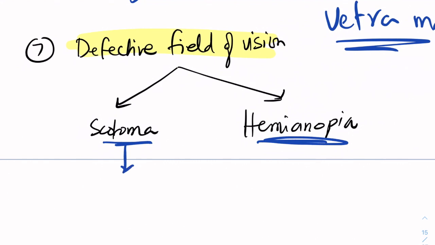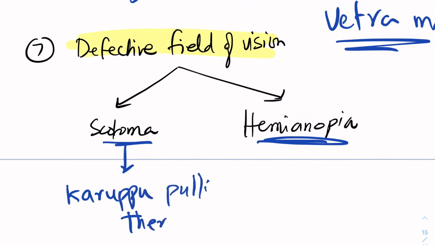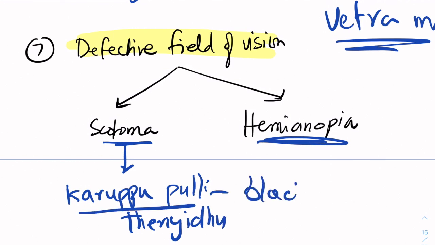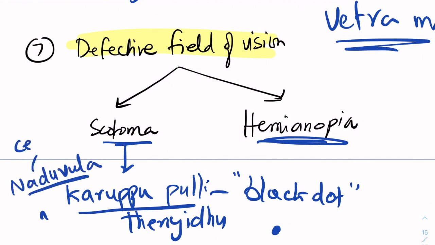So they'll say, "Karuppu pulli theriyudu." Karuppu pulli means a black dot, a central black dot. So they will say karuppu pulli theriyudu. Where is the black dot? Centrally. Centrally means naduvula. Naduvula means center. Naduvula karuppu pulli theriyudu. That will be their presenting complaint for scotomas.